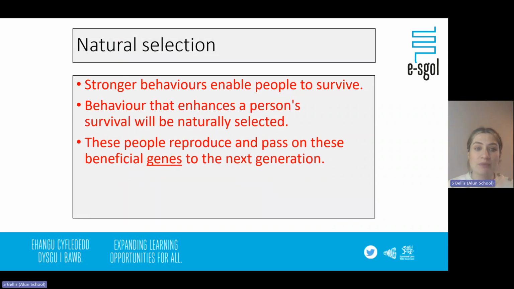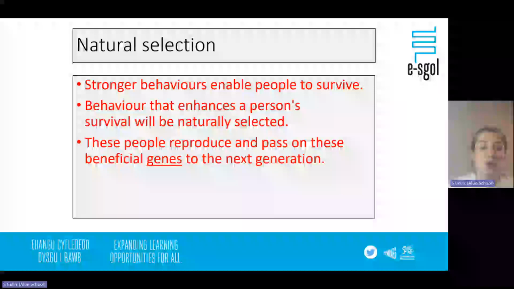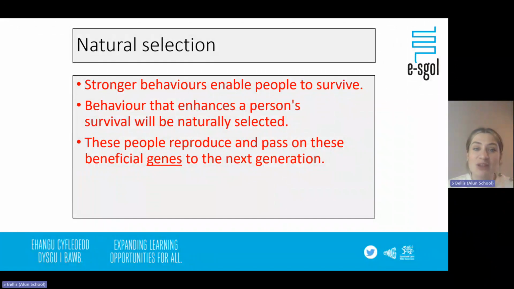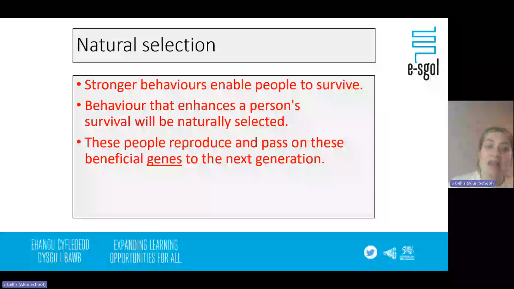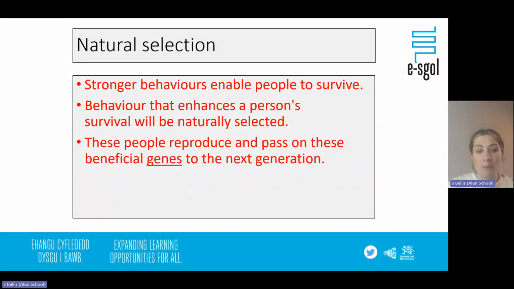Okay, so you've got evolution, and then the next thing you've got is natural selection, which is also part of Charles Darwin's theory. And this is basically saying that stronger behaviours enable people to survive. If you've got a strong behaviour or a strong gene, you will survive, you will live longer. And when you reproduce, when you have children, you will pass that gene on to the next generation. So it says here, behaviour that enhances a person's survival will be naturally selected. And then those people will reproduce and pass on the beneficial genes to the next generation.